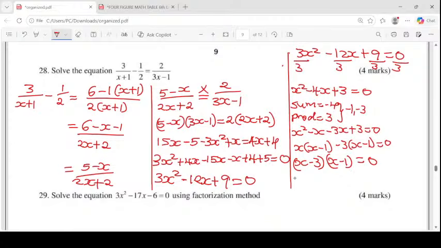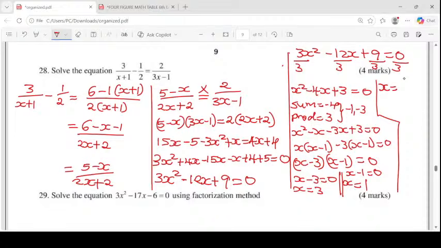In the first case, I'll have x minus 3 is equal to 0, meaning x will be equivalent to 3. In the next case, I'll have x minus 1 is equal to 0, meaning x will be equivalent to 1. That will mean we have two values of x. So x can either be equivalent to 1 or x can be equivalent to 3. Those are the two possible values of x as per that particular question. Then you'll have your 4 marks.